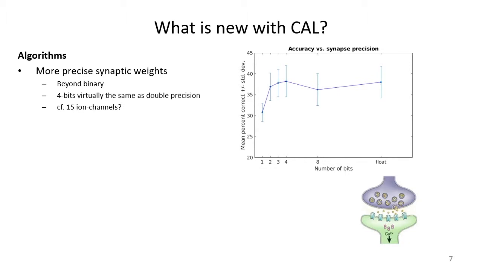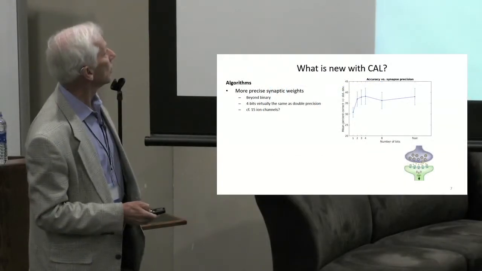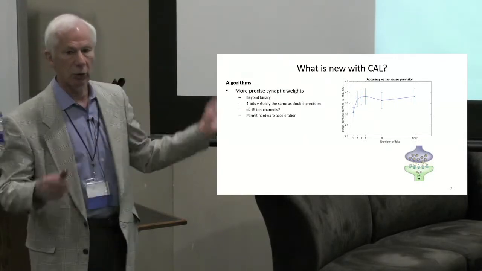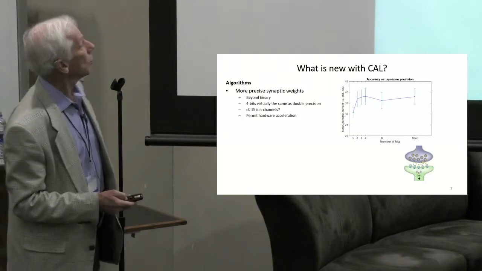And that's kind of intriguing. If you think about the geometry of a synapse and how many ion channels there are, typically there's a few dozen ion channels. That's what there's room for in the bouton of the axon that comes in. So it's not a bad number, and it sort of corresponds to nature. And that may also then, if we really make a hardware implementation of it, allow some sort of hardware acceleration.